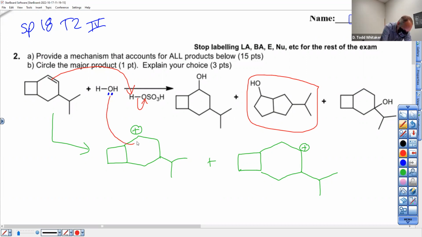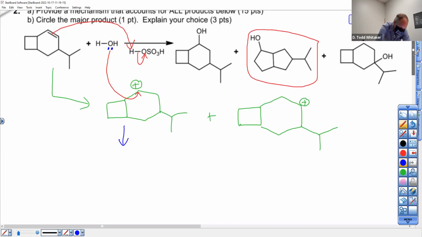Put a lone pair on it and make sure it comes all the way to that carbon. And draw me the result, which has to be an oxonium ion. You got your new O over here. There's 2 H's on it still.